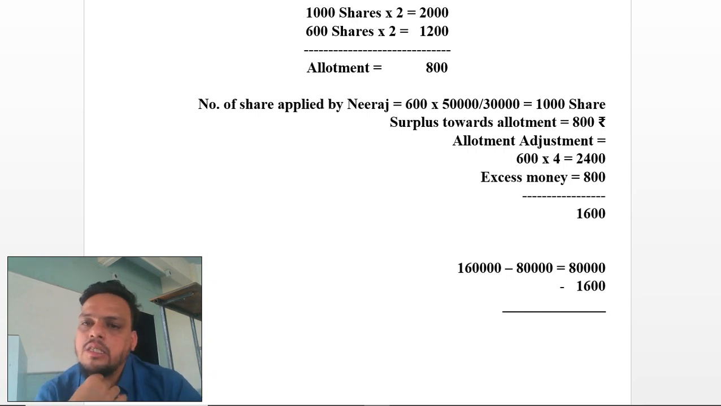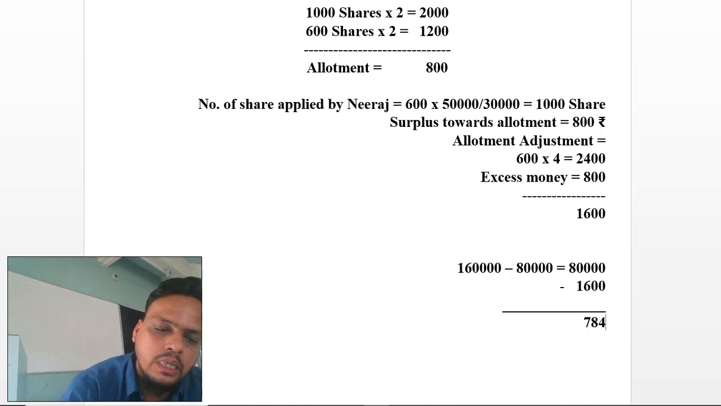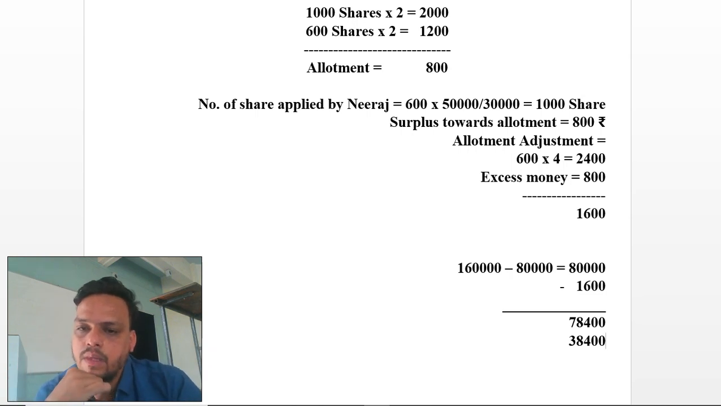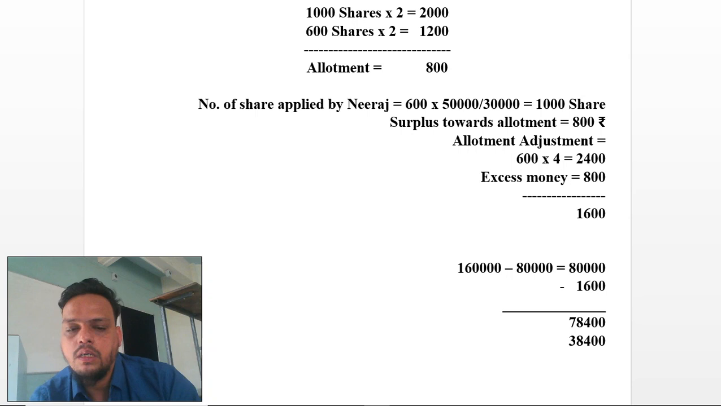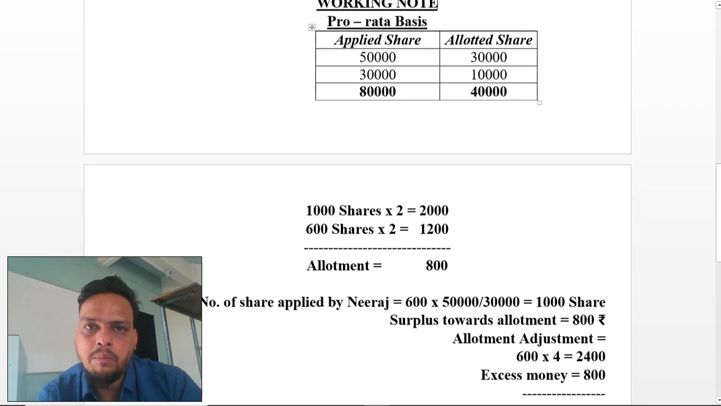So how much balance is left? We have to minus this: 80,000 minus 1,600. So the amount will be 78,400 rupees, which has been received on 39,400 shares. Sorry, not 38,000, 39,400 shares. We have received 78,400 rupees. Now this kind of term has to be entered over here and complete the journal entries.